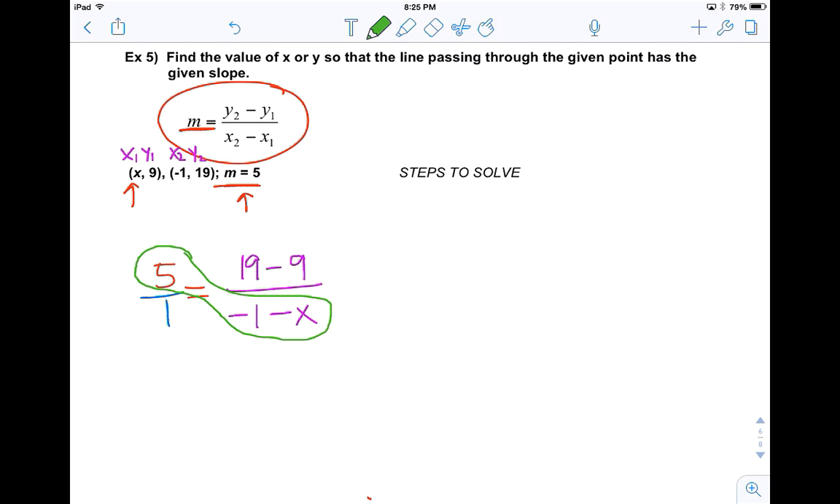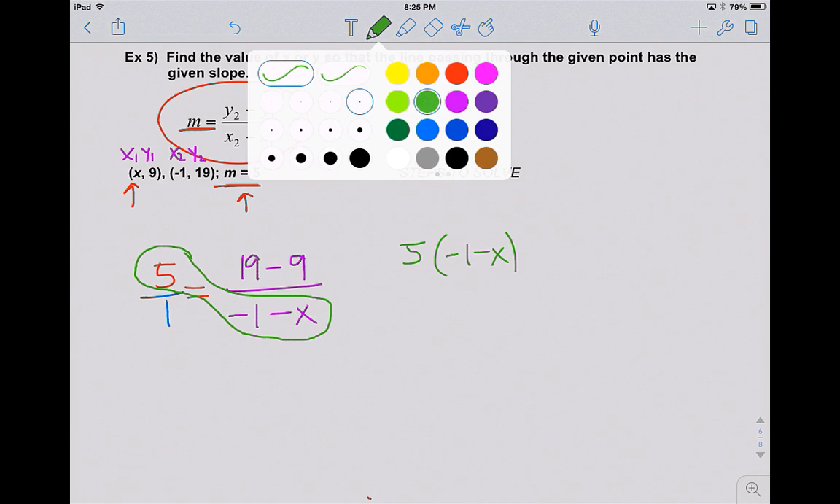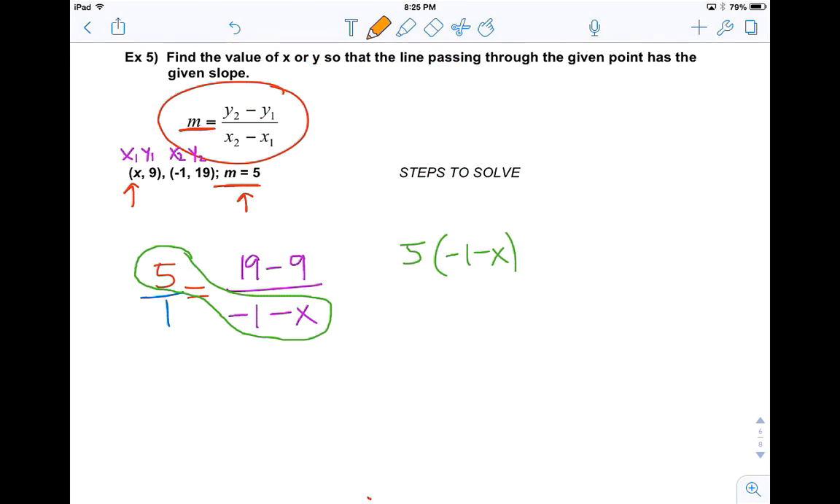So we're going to multiply diagonally across the equal sign, so we'll have 5 times -1 minus x, and we're going to set that equal to the opposite diagonal. So we're going to multiply diagonally the other direction across the equal sign, so we'll have 1 times 19 minus 9. Okay, and that gets all our numbers out of that fraction, so then it's going to work just like a solving problem that we did in Unit 2.